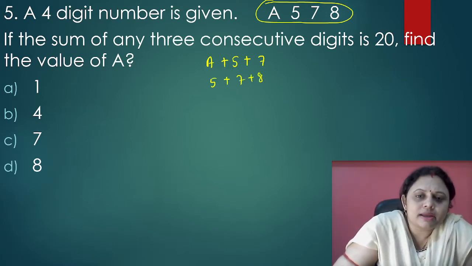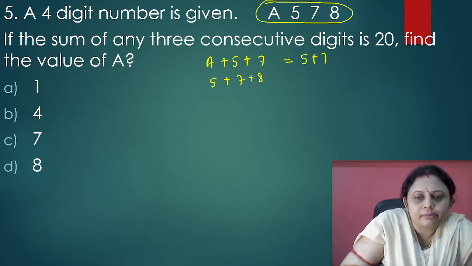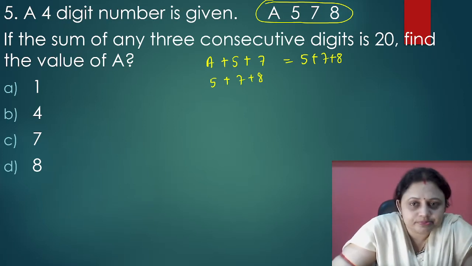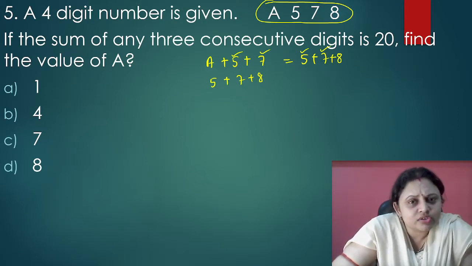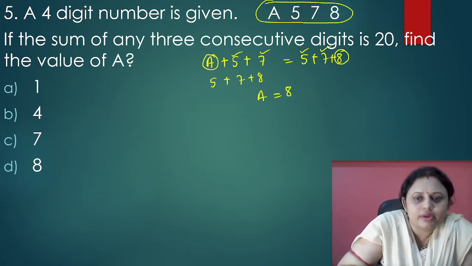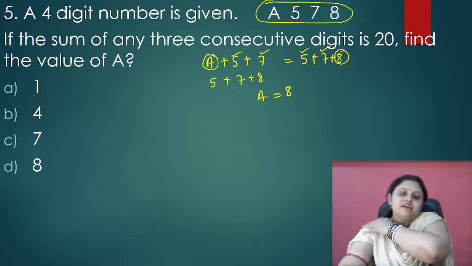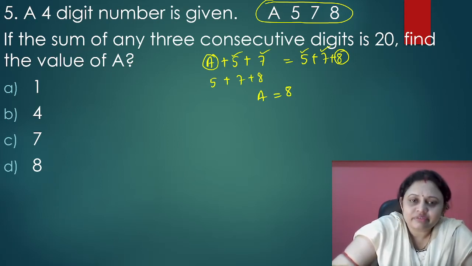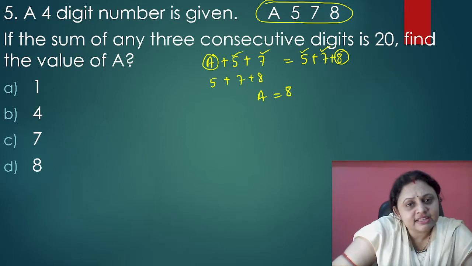So A plus 5 plus 7 is equal to 5 plus 7 plus 8. So how to find out? You can calculate and find out. But let me tell you a short trick. Here 5 is present, here 7 is present, here also 5 is present, here also 7 is present. So what is extra? Here A is present, here 8 is present. So of course A is equal to 8. Okay, got it? So A should be equal to 8.